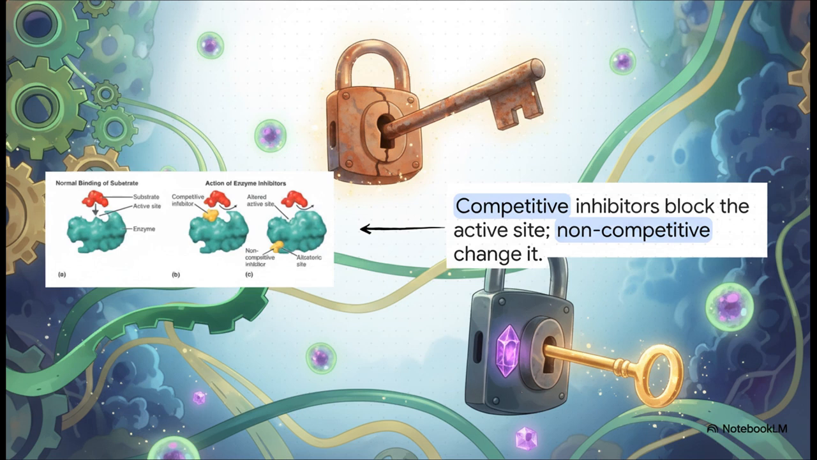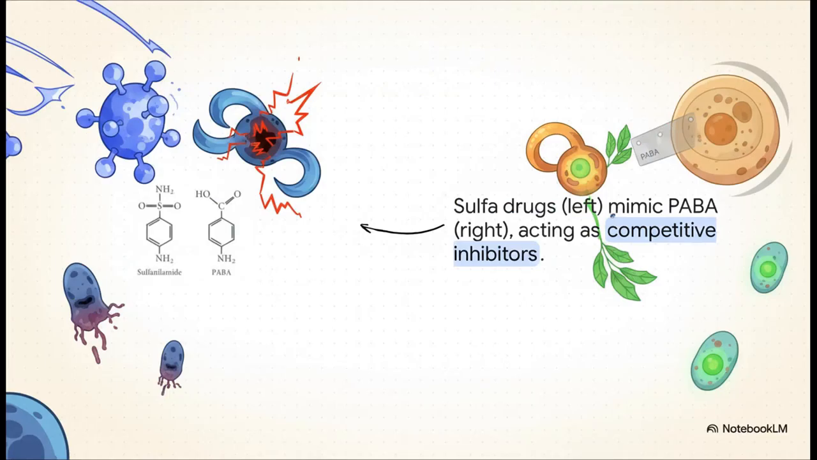A non-competitive inhibitor, over on the right, does something different. It binds to another spot on the enzyme, which causes the main active site to change its shape. So now the real key doesn't even fit anymore. And believe me, this isn't just some abstract theory. This is the basis for modern medicine.